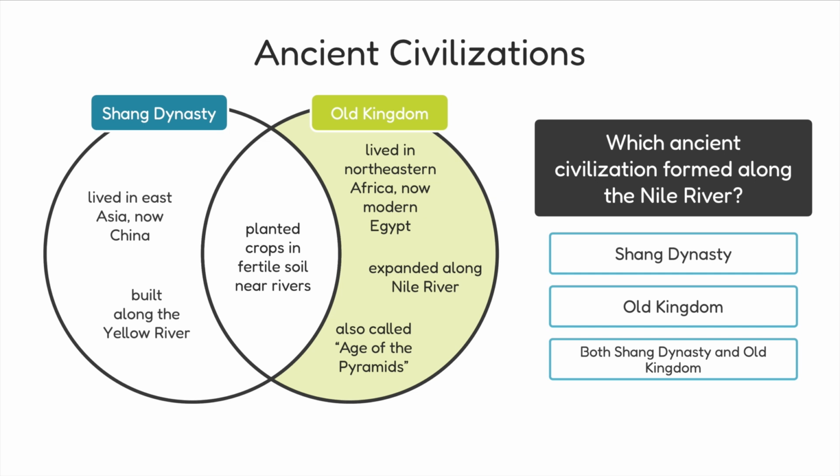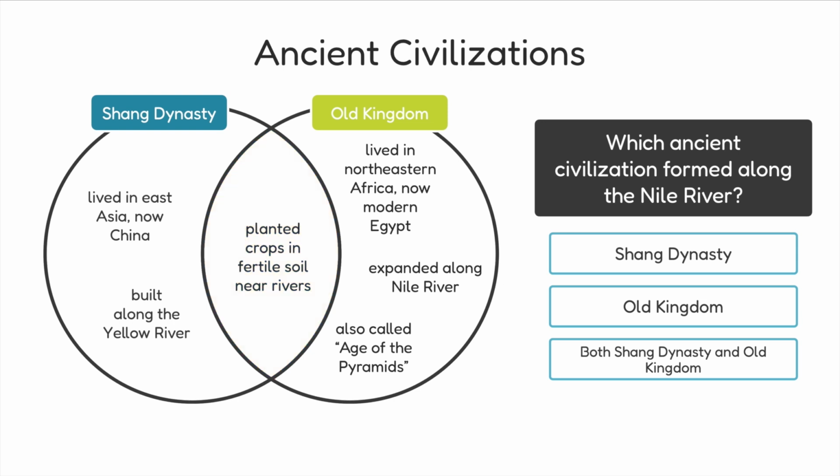Now let's look at the Old Kingdom side. We see first that its people lived in northeastern Africa in what is now modern Egypt. Second, we see that the kingdom expanded along the Nile River. And third, that its historical time period is also called the Age of the Pyramids. In the middle of the diagram, we see something that's true about both civilizations. They planted crops in fertile soil near rivers.